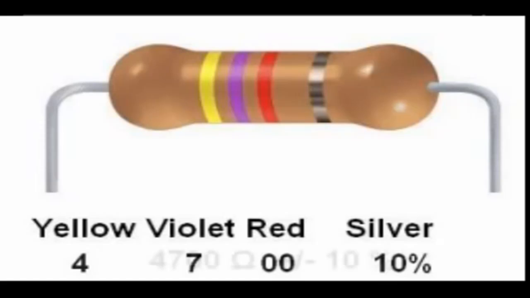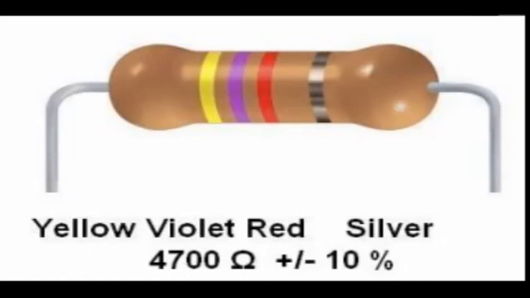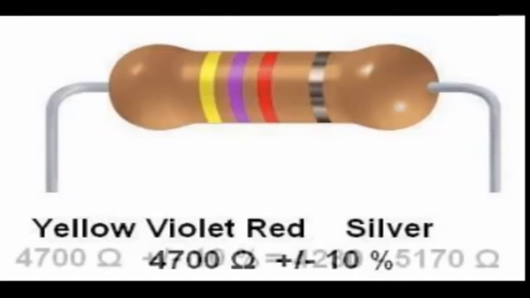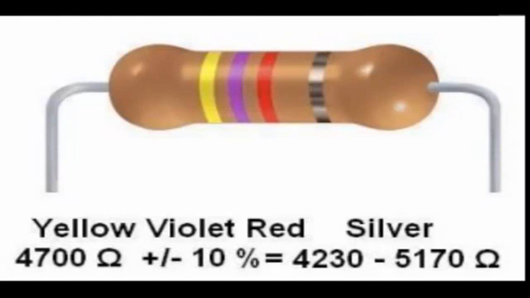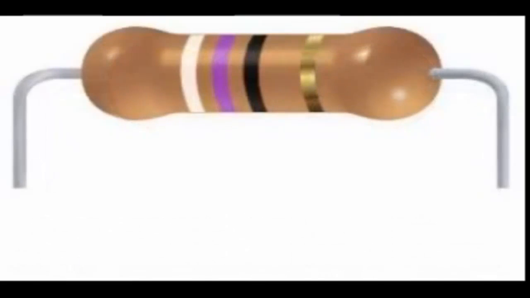The fourth band is silver, so this resistor has a tolerance of plus or minus 10%. So we have a 4700 ohm resistor with a 10% tolerance. Now 10% of 4700 is 470, so this resistor is guaranteed to be within the range of 4700 ohms plus or minus 470 ohms, or 4230 to 5170 ohms.